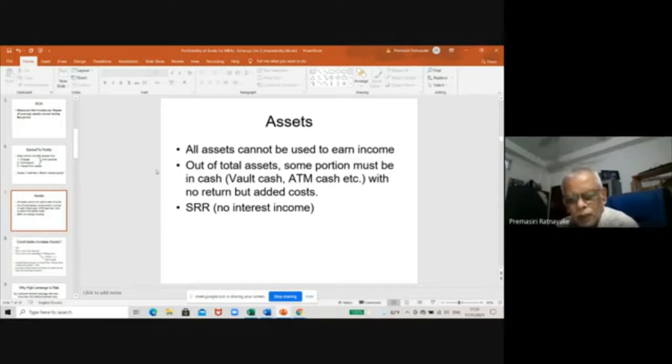All assets cannot be used to earn income. Out of total assets, some portion must be in cash, vault cash, ATM cash, etc., with no return but added costs. Vault cash and ATM cash, as we discussed before, have to be insured and safeguarded with security, and on top of that, up to the value of the cash held, there won't be an interest income. The income is lost as long as the money is held in vault cash and ATM cash. And statutory reserve requirement, no interest income.